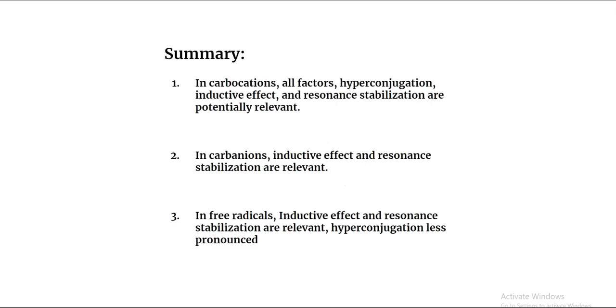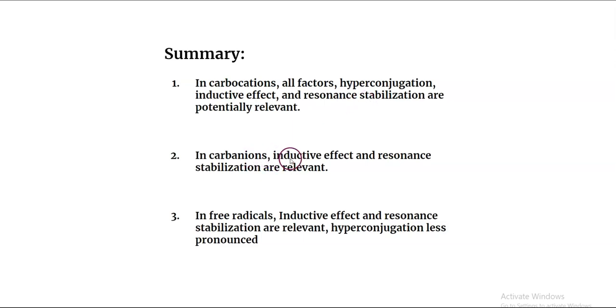Let's summarize the whole thing. We covered a lot today. So in carbocations, hyperconjugation is always present except in the methyl carbocation. The inductive effect depends on positive or negative. The positive inductive effect is going to stabilize the carbocation. The negative inductive effect would destabilize it. And resonance stabilization might be present in the case of allylic carbocations, and that makes the carbocation more stable.